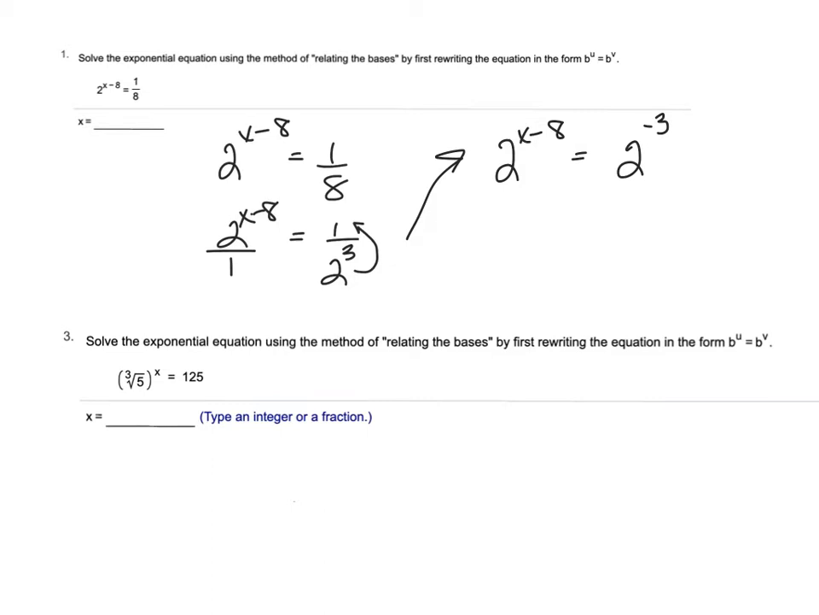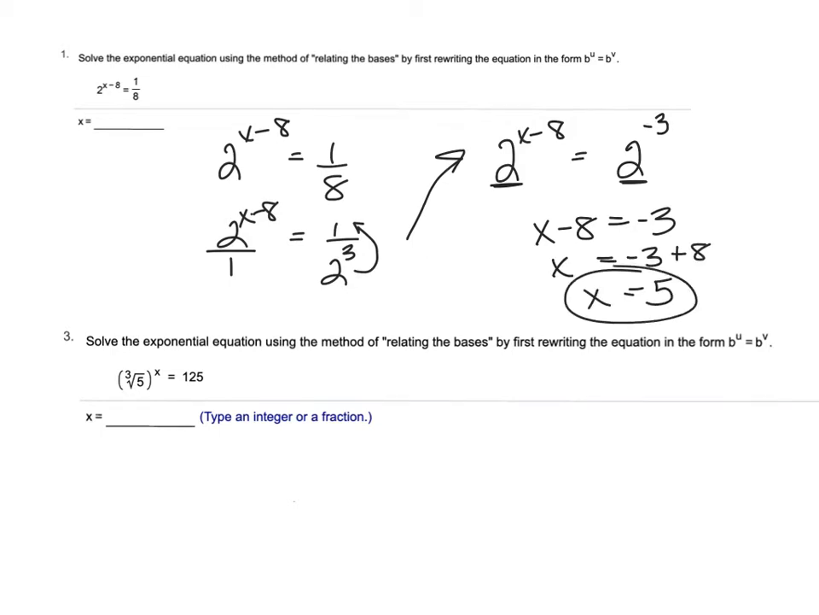Therefore, from that rule, if we can get these to be the same, we can drop the bases and set our exponents equal to each other. Then we're left with a basic equation to solve. That would be negative 3 plus 8, and we get 5. This is how we're going to solve all of these exponential equations in this section. There are some where you can't get the same base, but that is section 5.4, so we're not going to cover that here.